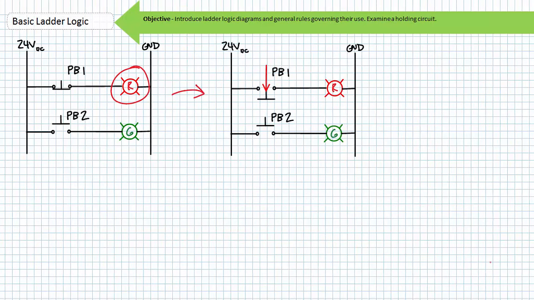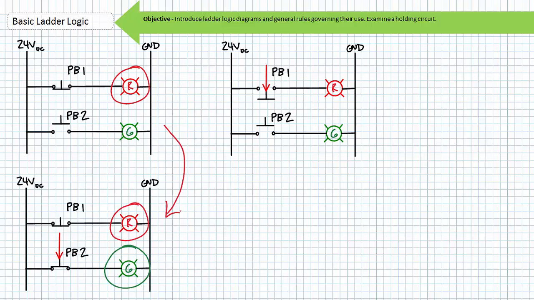If an operator actuated normally closed push button 1, it would open and the red pilot lamp would de-energize. The state of the system is now red light off, green light off. Note I'm drawing normally closed push button 1 being actuated into its activated open state. When an operator releases the momentary normally closed push button 1, the spring return returns PB1 to its deactivated closed state, and the red light turns on. We're back at the start state.